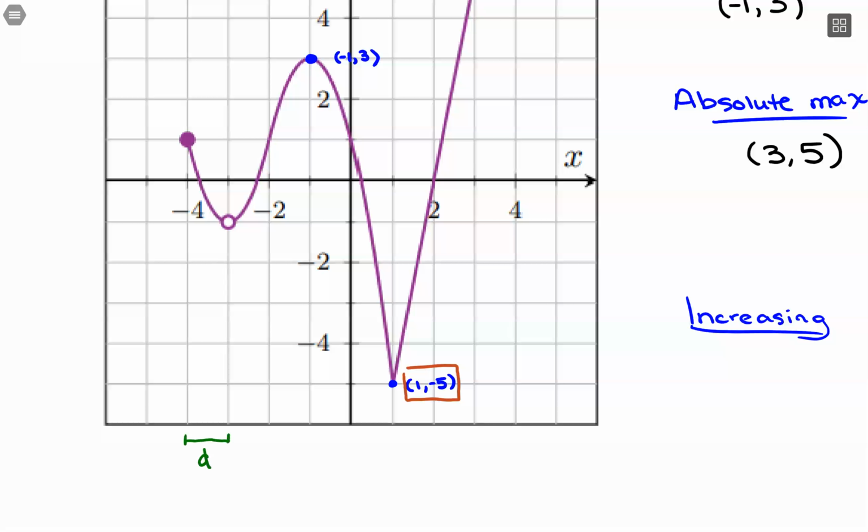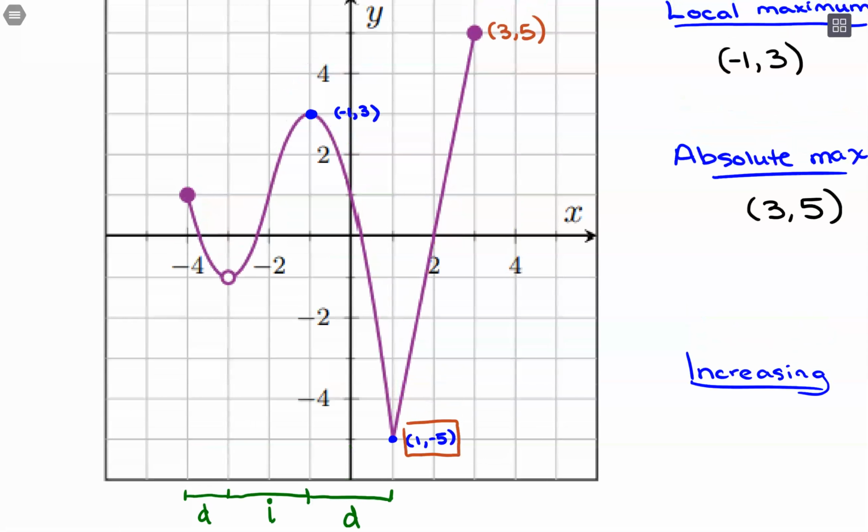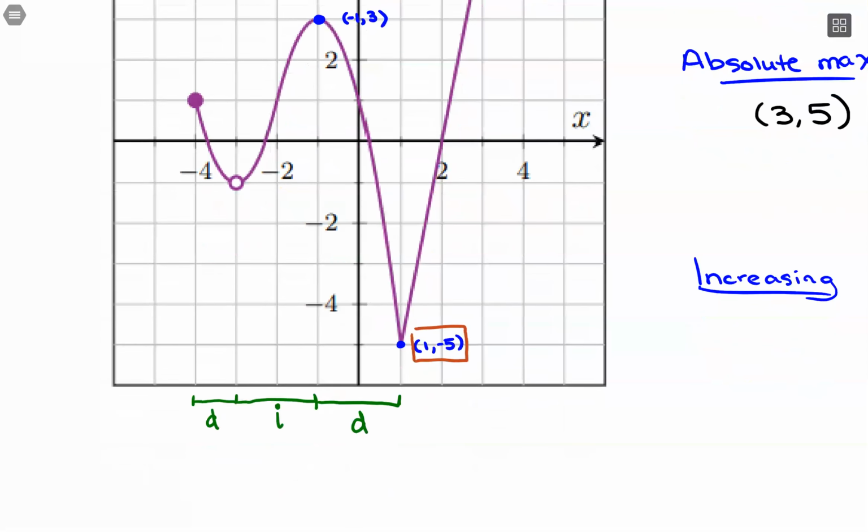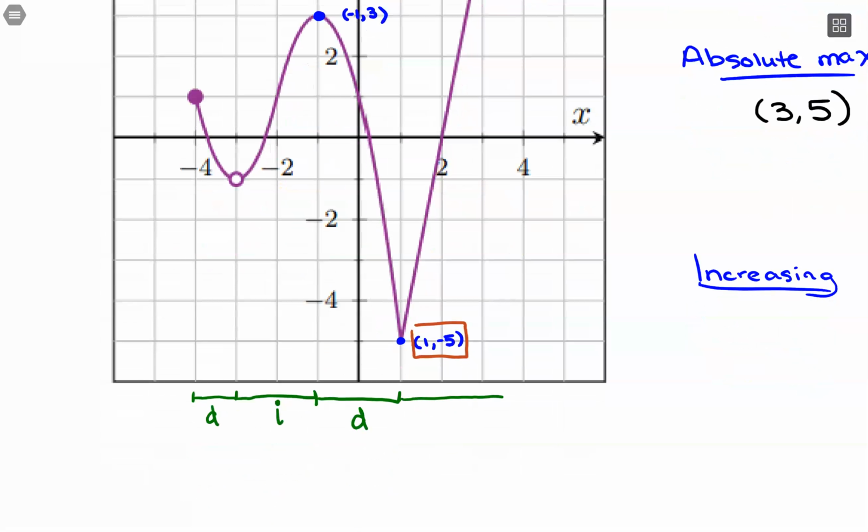And then it switches to increasing until we hit that local maximum of negative 1, positive 3. So right here, it's going to switch to increasing, and after that local maximum, it's going to switch to decreasing. So it's going to get smaller and smaller until we reach positive 1. So we have this decreasing section. And then it switches to increasing until we end at 3, 5. Oops, went too far, increasing.